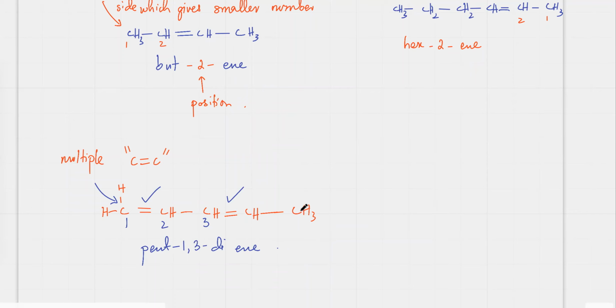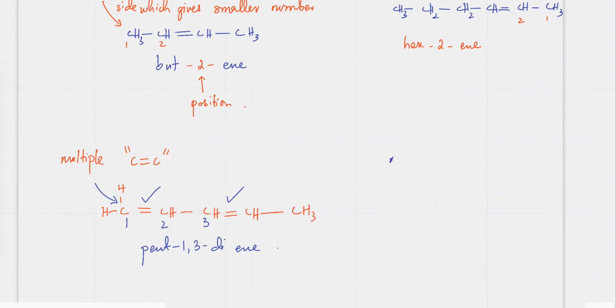If you count from the other side, it's going to give you bigger numbers. So don't count it from the other side. Choose the side that gives you the smaller numbers, and both of them would be counted from the same side. Everything would be done from the same side. Once you pick a side, everything has to be counted from that particular side. So this one is pent-1,3-diene. So that's multiple functional groups, if you have 2 double bonds. Okay, is this clear?